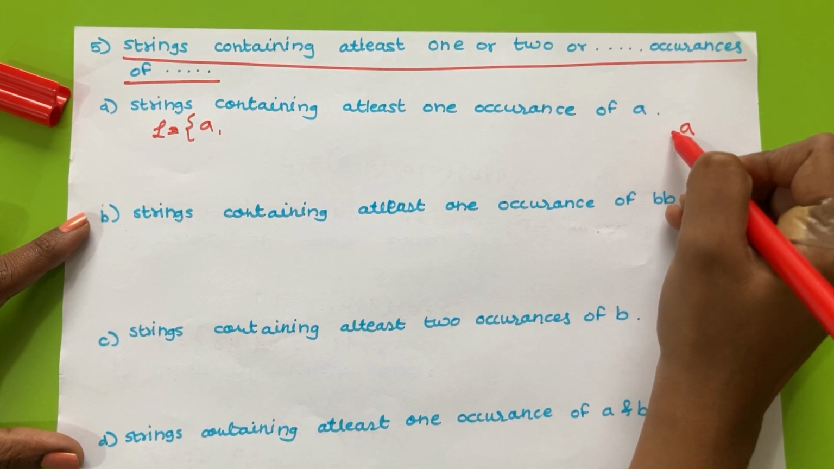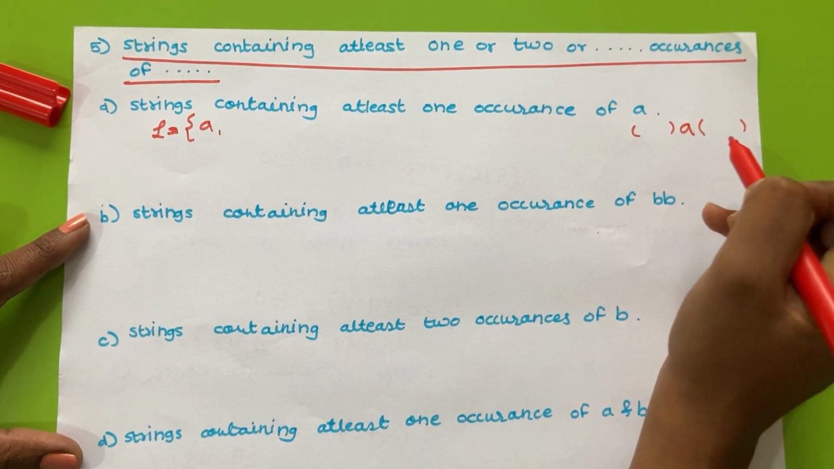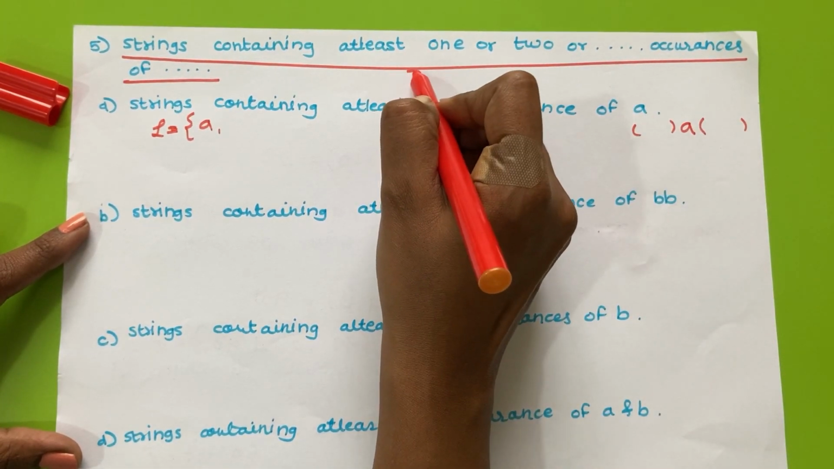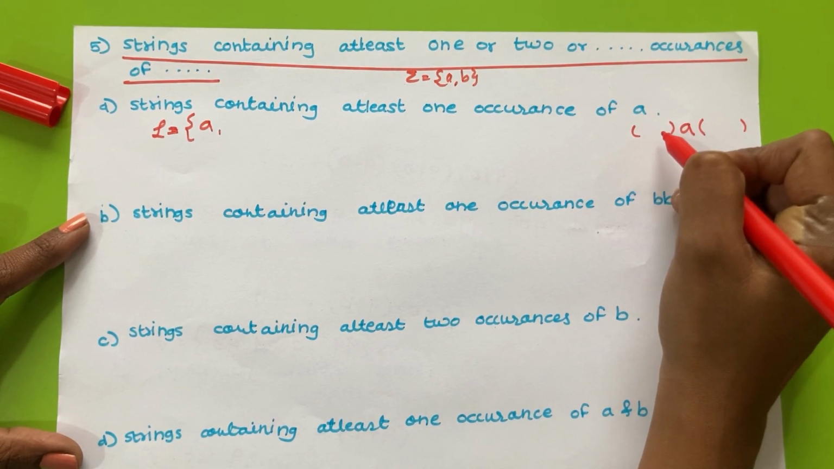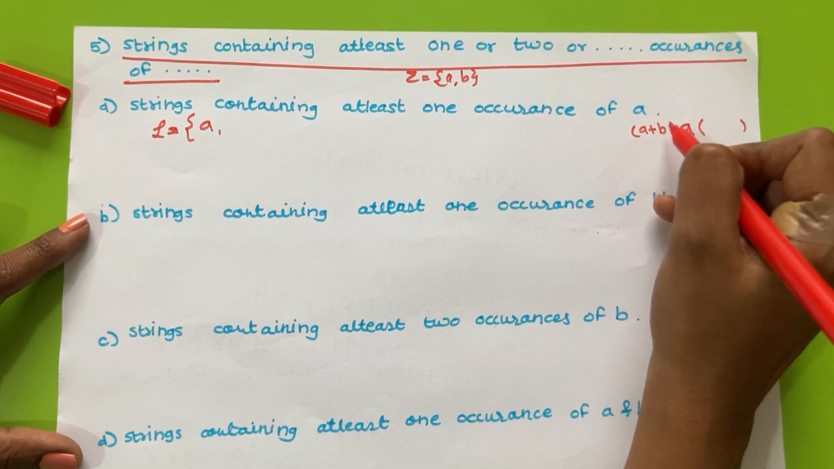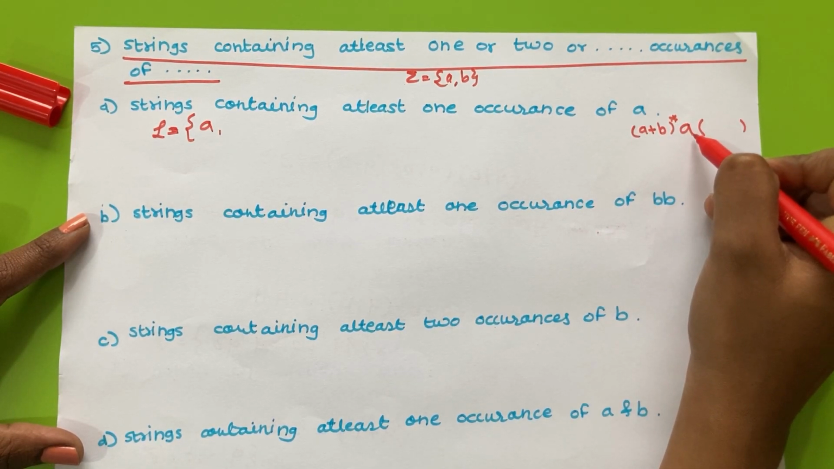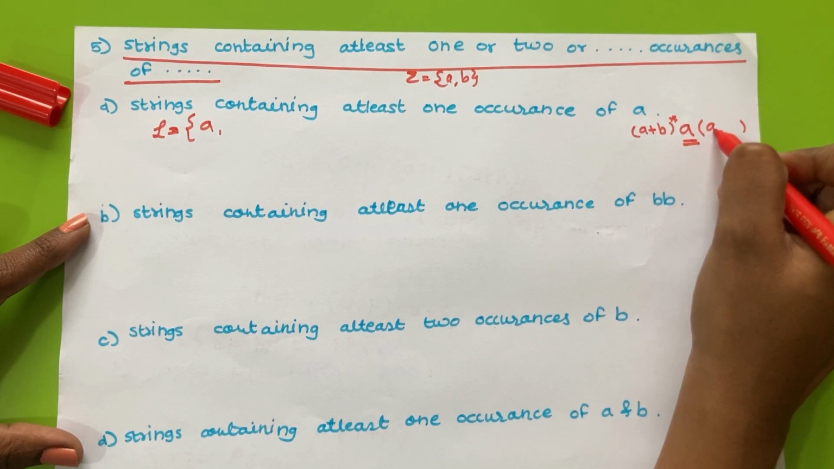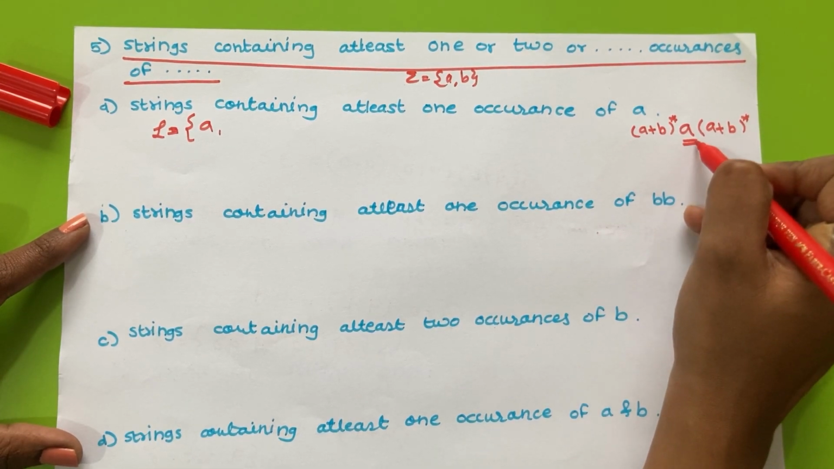So before this a I can have anything, and after this a I can have anything. Anything means we have sigma equal to {a, b} only. So before this a I can have any combination of a and b. Any combination will be represented as (a+b)*, and after this a also I can have any combination of a and b. So that will again be (a+b)*. We want at least a single a, so I have written a here, which is compulsory.